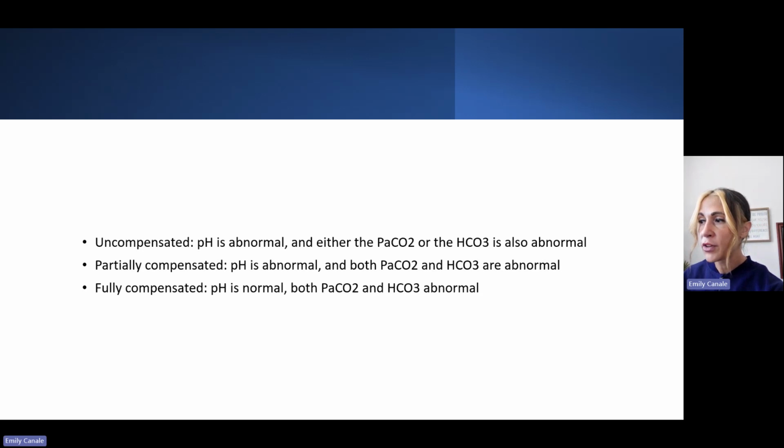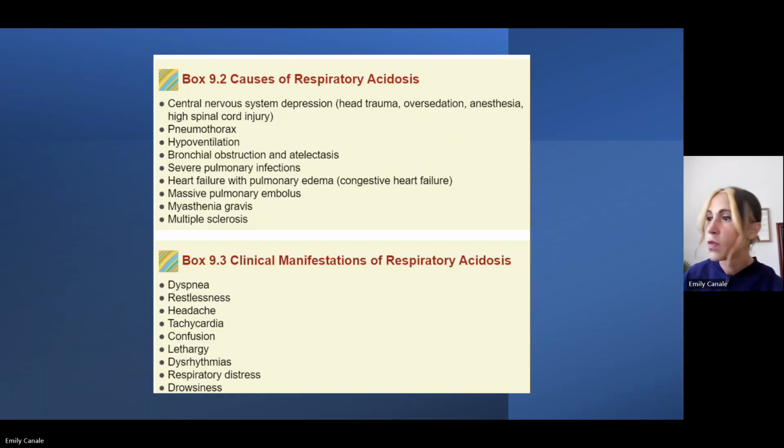It does take a little bit of time sometimes to compensate. So what I really want you to be focusing on is being able to look at that, but then being able to know the causes and how that patient would look with that reading.